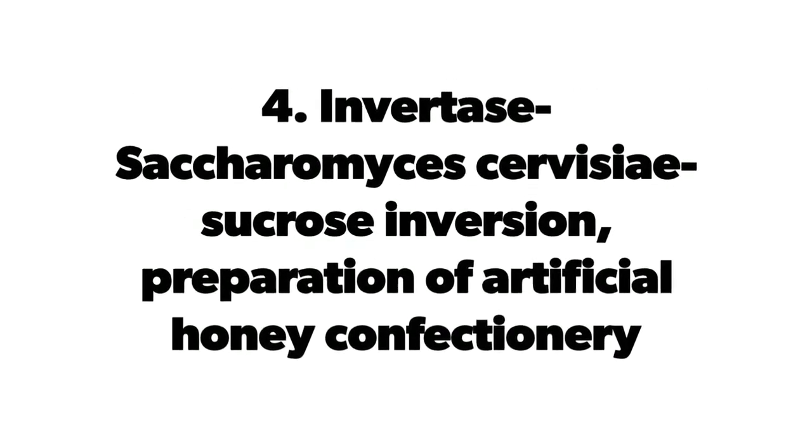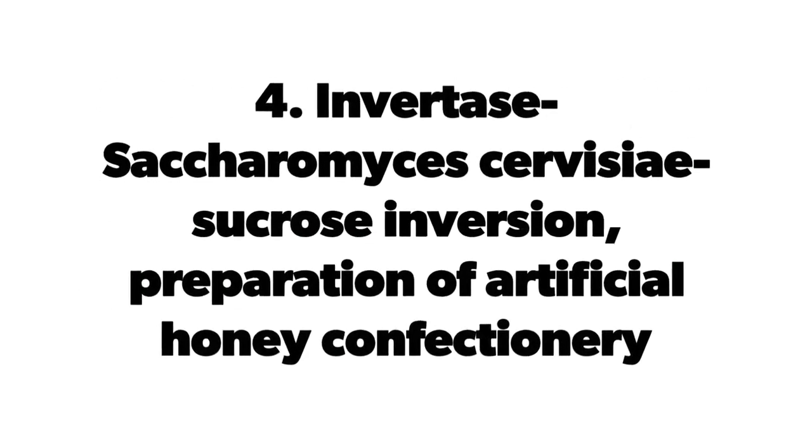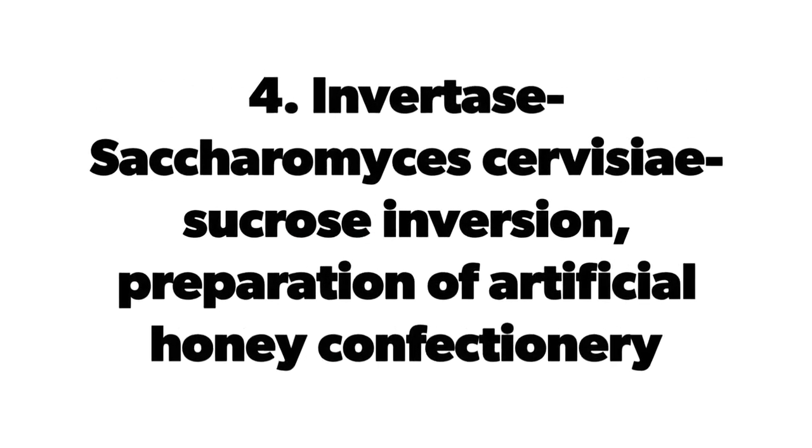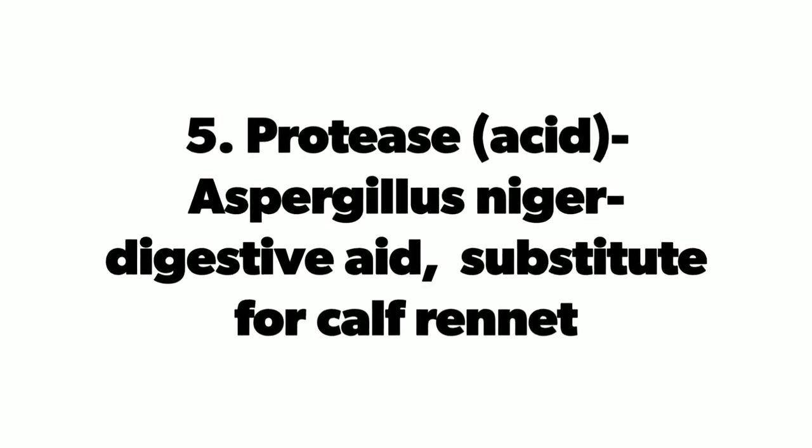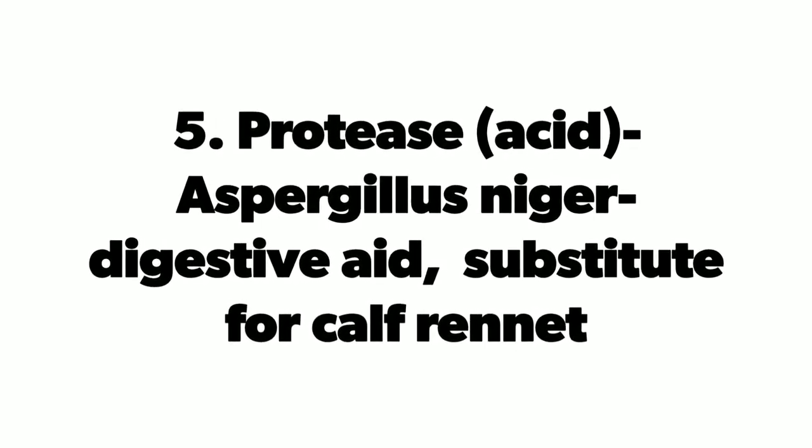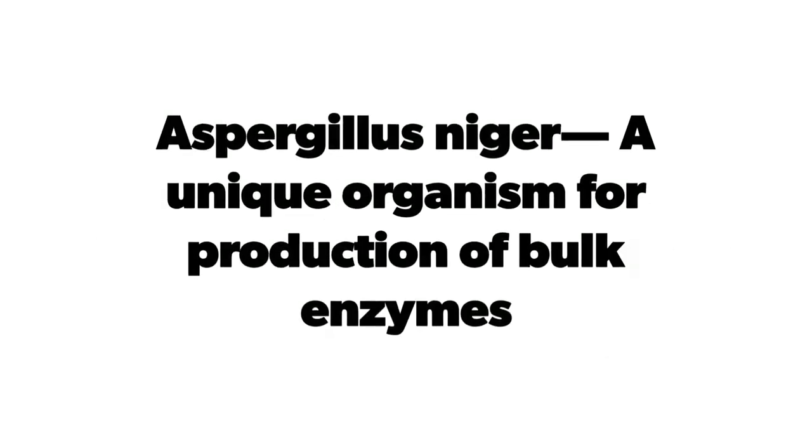Saccharomyces cerevisiae is a source of invertase enzyme used for sucrose inversion and preparation of artificial honey. Aspergillus niger is a source of protease enzyme. It is a digestive aid and a substitute for calf rennet.